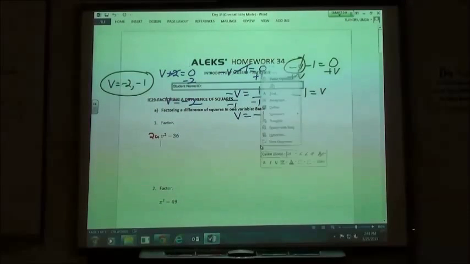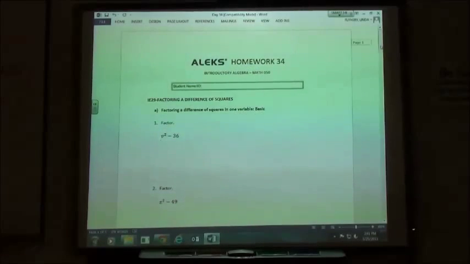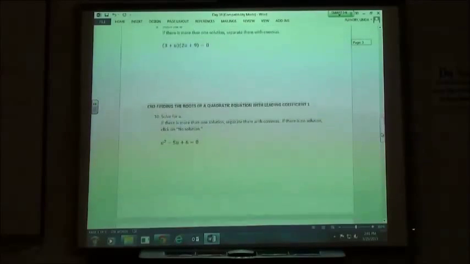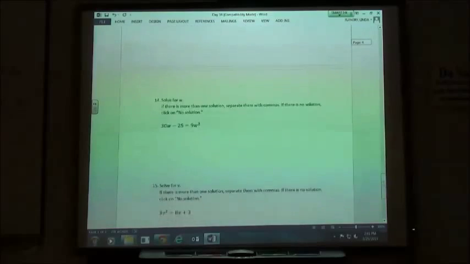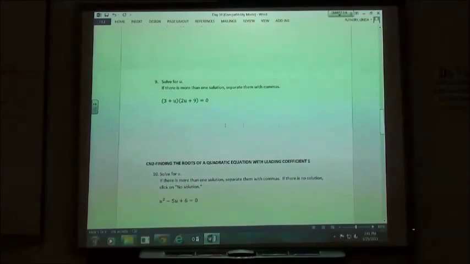I'll type it in there. You'll just have to write it on your paper. You'll clear my ink first. There it is. There, we'll solve that instead.